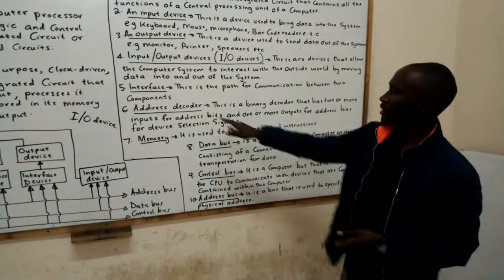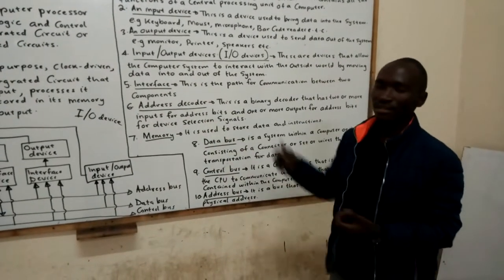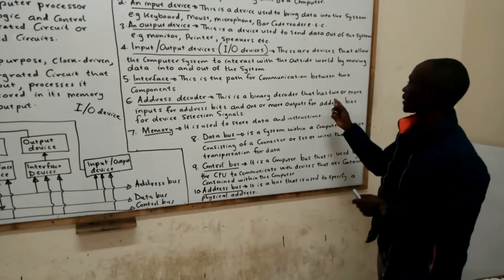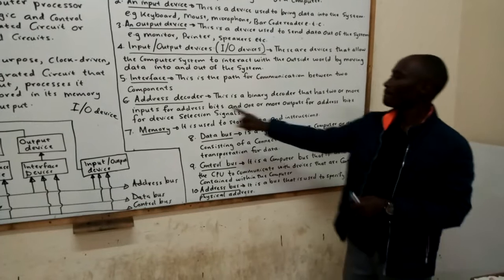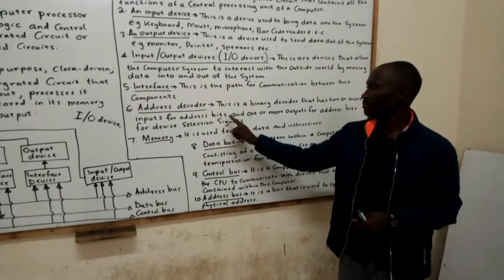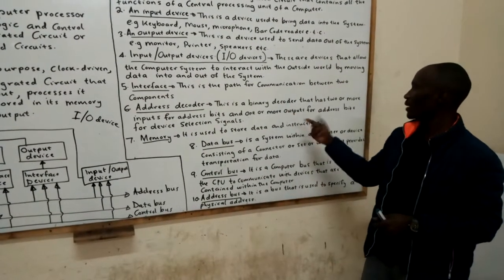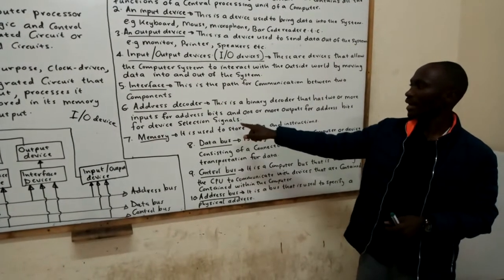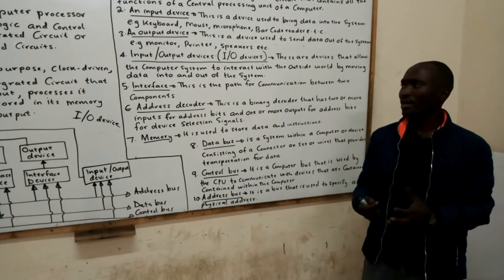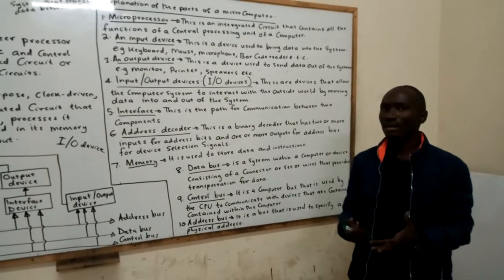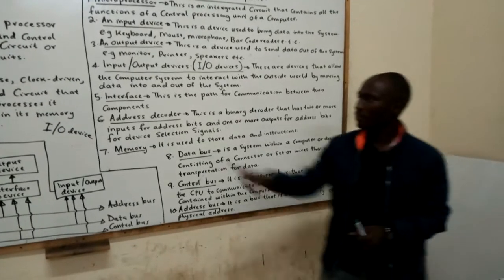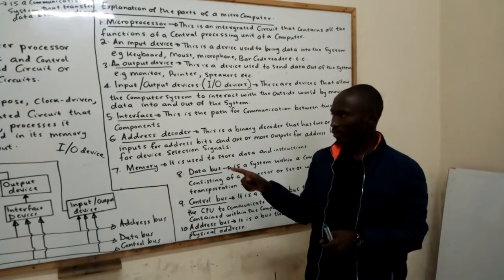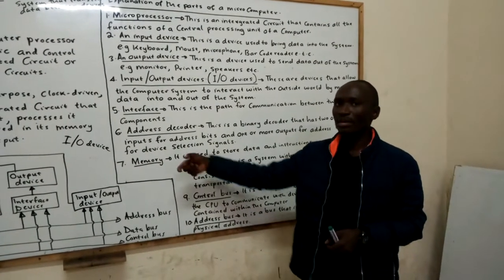We have the other component, which is the address decoder, and this is a binary decoder that has two or more inputs for address bits and one or more outputs for device selection signals. So when it comes to signals in a computer, signals are usually selected, and the function of this decoder is to select those signals into various components in a microcomputer.